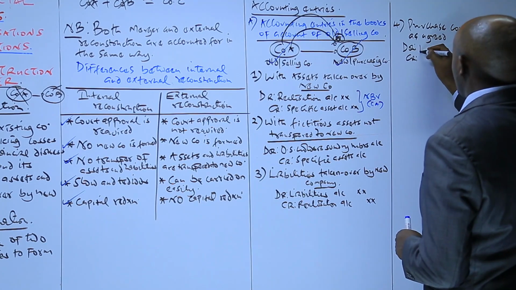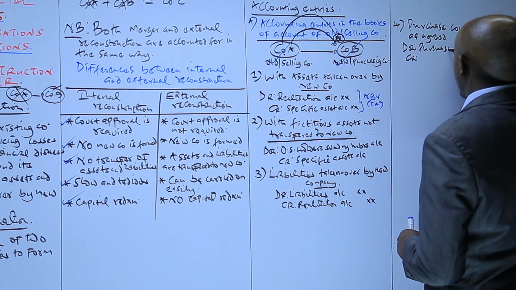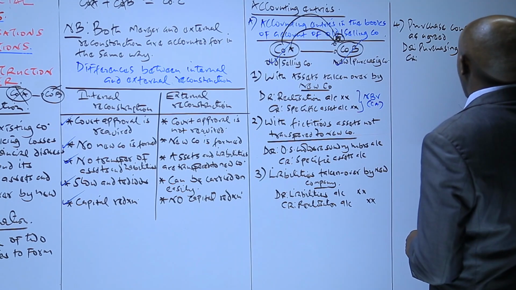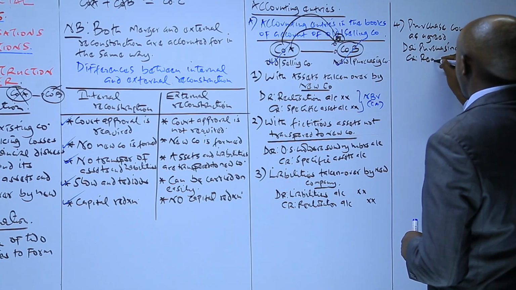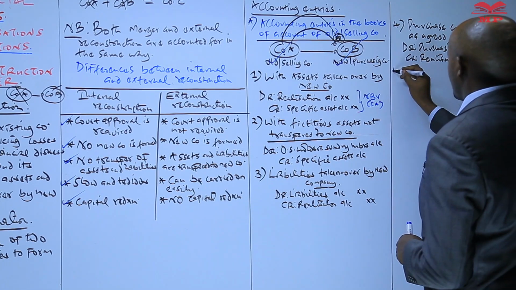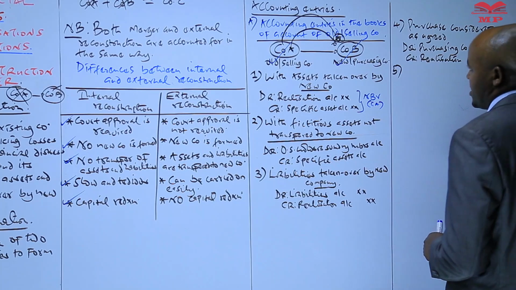We debit an account which is called the purchasing company account, and then we credit an account which is called the realization account. So that is the other accounting entry.